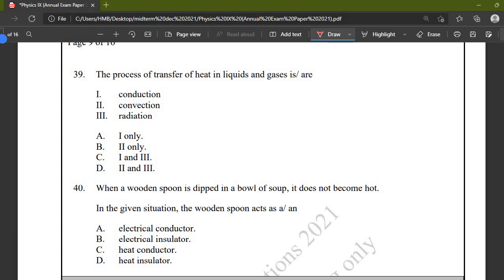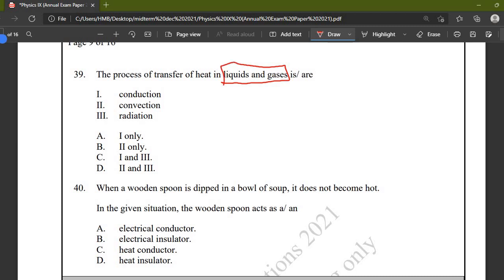The process of heat transfer in liquid and gases. As we know, the process of heat transfer in solid is known as conduction, while gases and liquids are poor conductors of heat. So, the process that involves the transfer of heat through these two states of matter is known as convection. So, option B, 2 only, is the right answer.